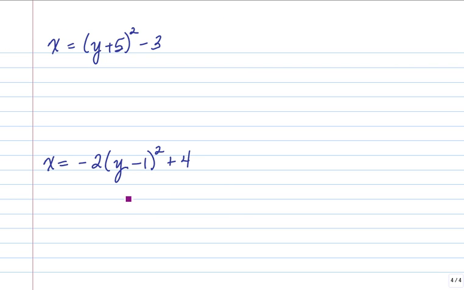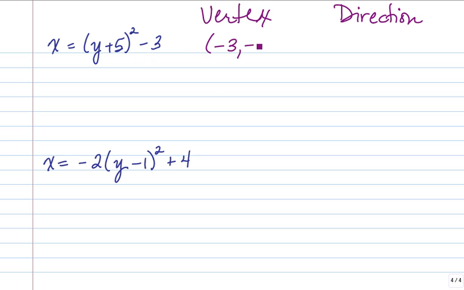Okay, so here I just want you to think about what would be the vertex, what would be the direction that it opens. x is equal to (y plus 5) squared minus 3. So the vertex with this would be what? Yeah, negative 3, negative 5. Right, because we're dealing with x is equal to a times (y minus k) squared plus h. So the vertex is (h, k). The coefficient a is positive, so that's going to open to the right.